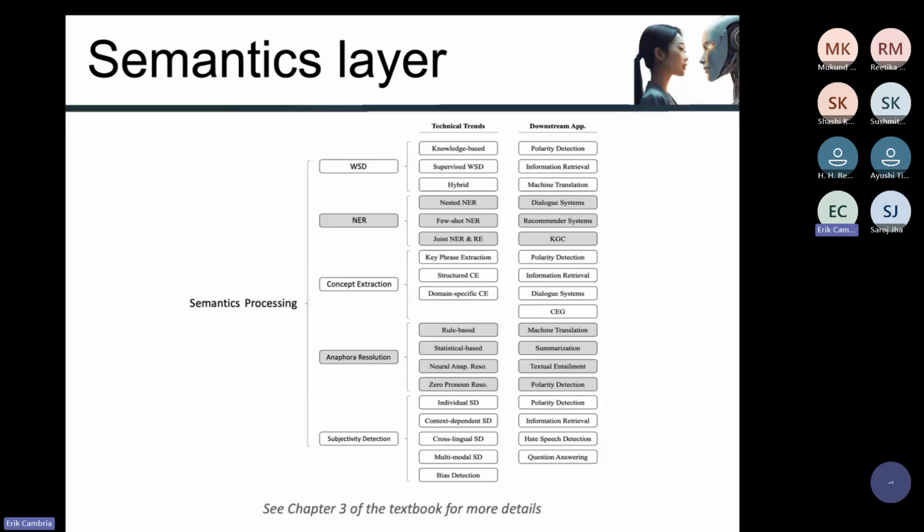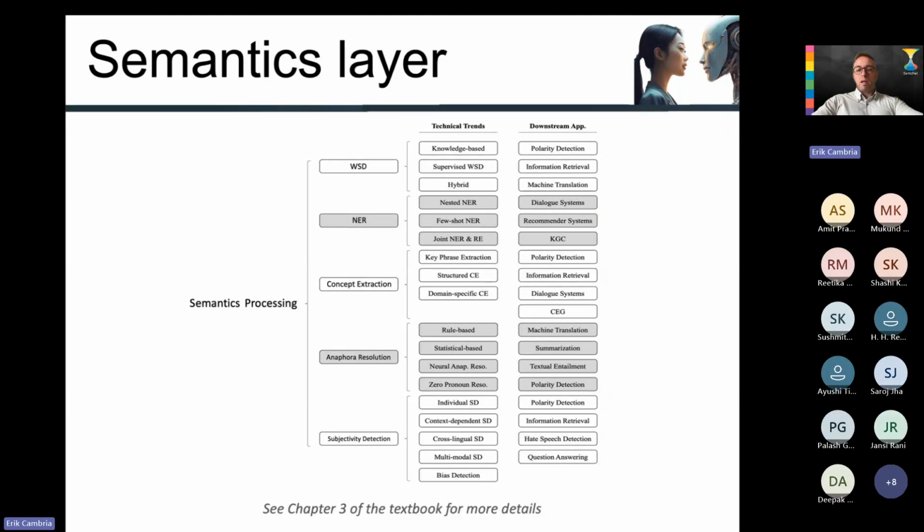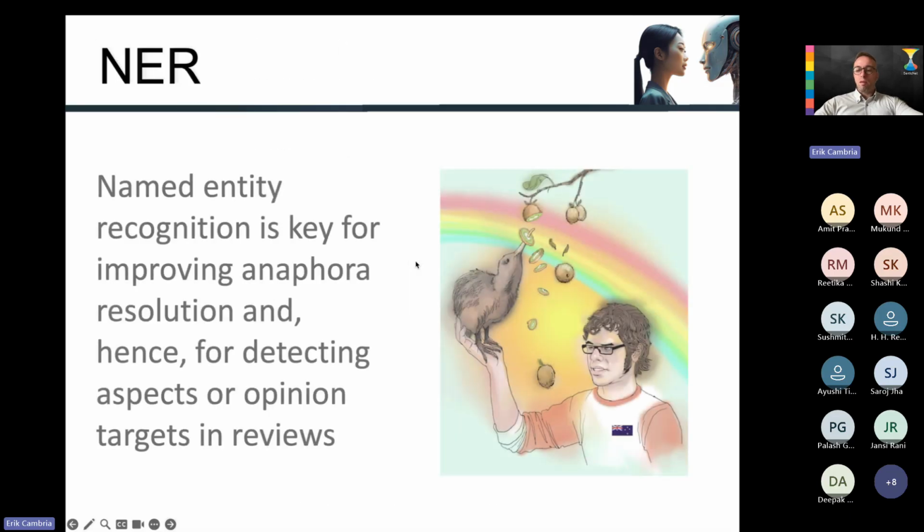Layer, and then talk about the pragmatics layer, which is a bit more interesting because it deals with more complex problems. So we talk about word sense disambiguation, abbreviation. Next is NER, or named entity recognition, which is also extremely important for many downstream tasks, especially polarity detection, because then you need NER for aspect extraction, like we'll discuss later.